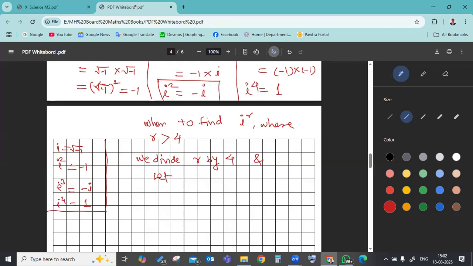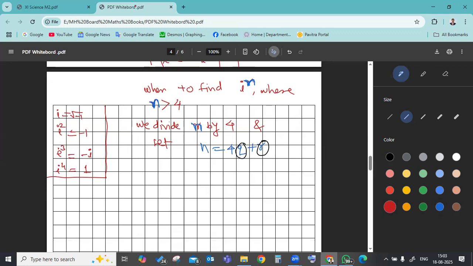In place of R, let's take N. So to find i raised to N in general, for any natural number N where N is greater than 4, we divide that N by 4, and when we divide, let N is equal to 4Q plus R, where Q is a quotient, R is a remainder. Okay, then this will give us what?